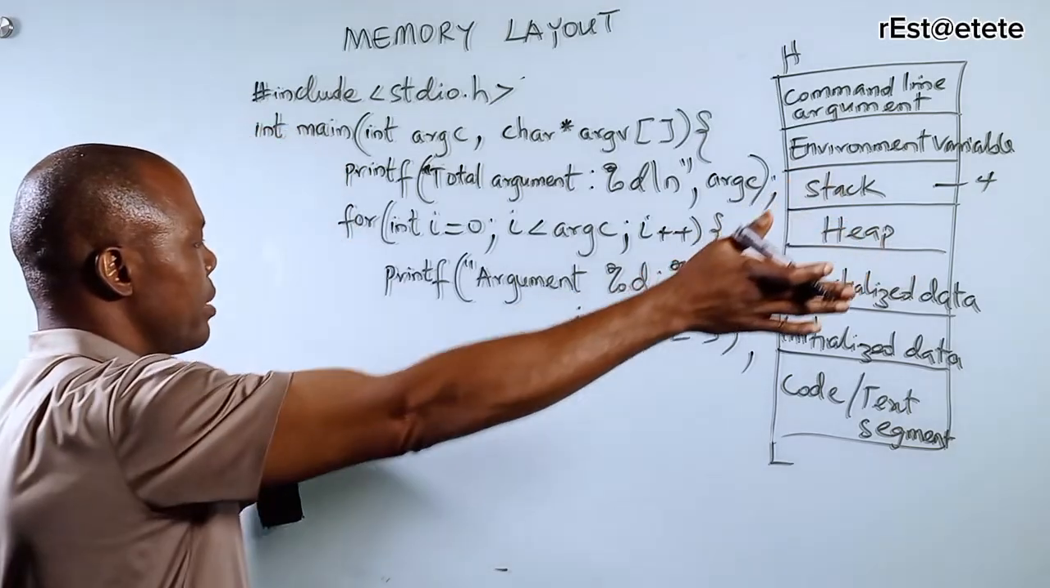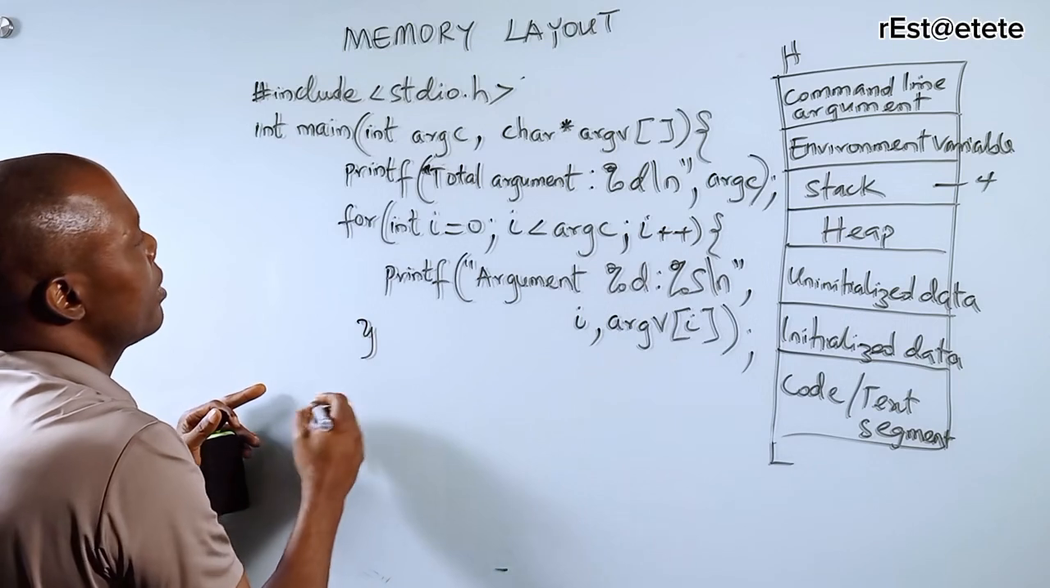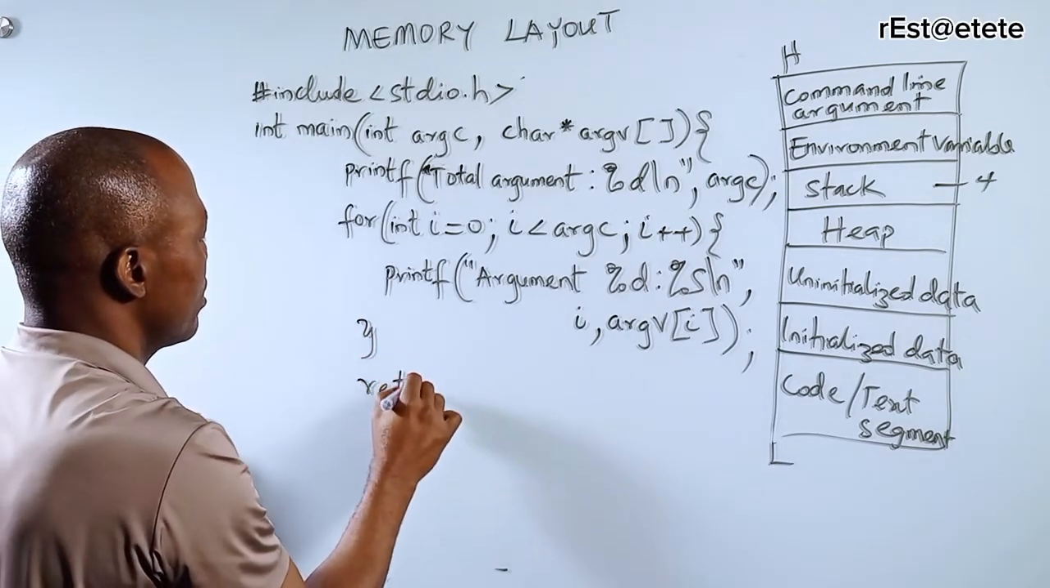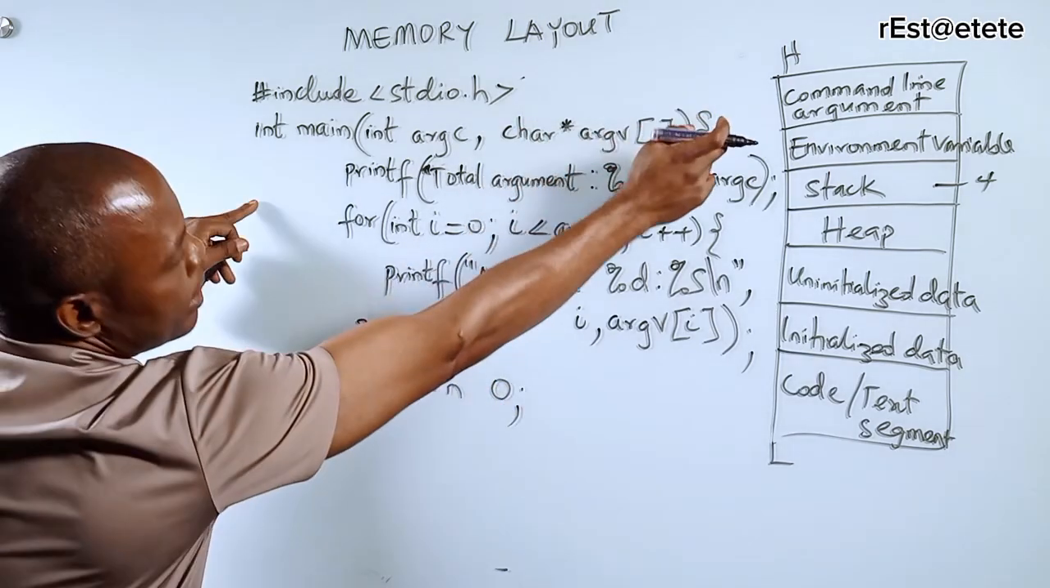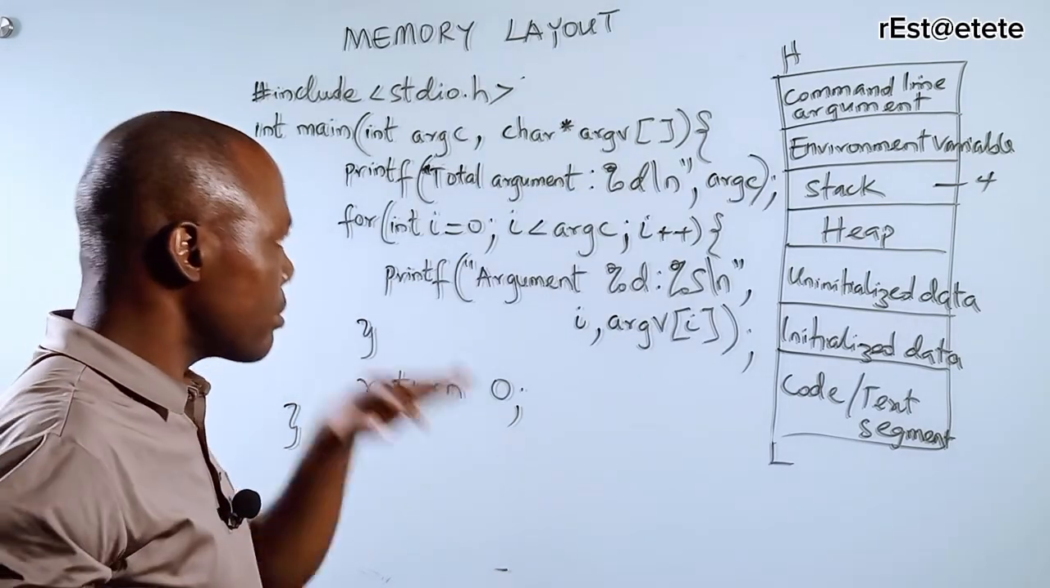So it should have been down, right? So I'm closing. Then I'll close this one. Then I'll write return 0. Then I'll close this here. So this is my program.